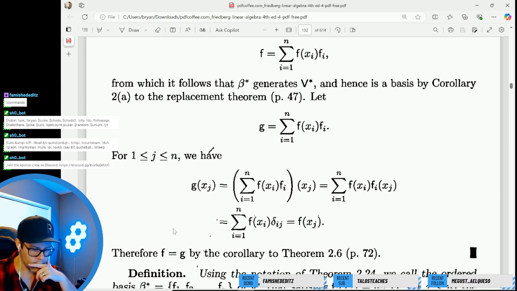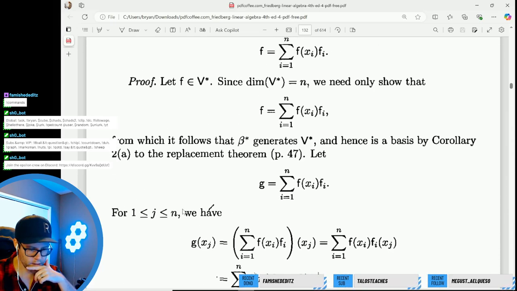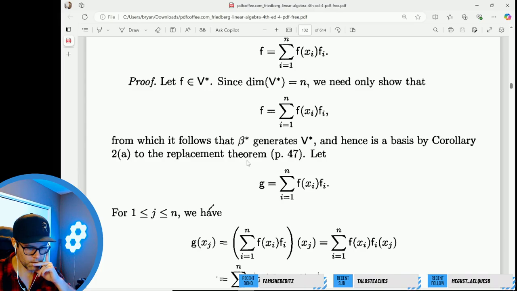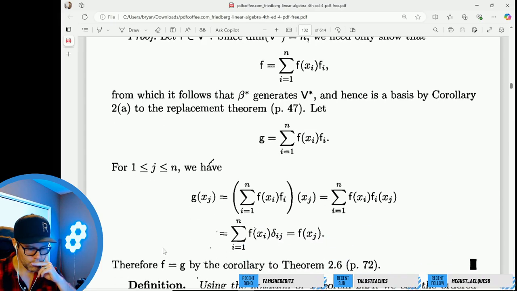So, by the corollary, why are they proving that f is equal to g? Why is that important here? Why do they need that?